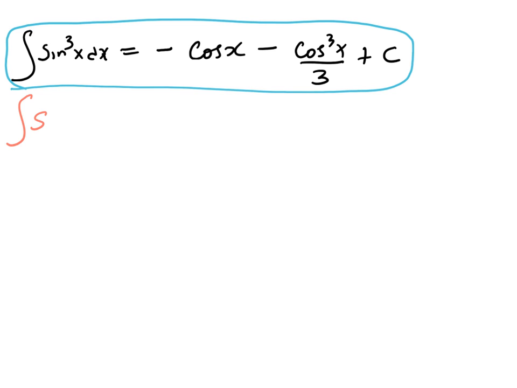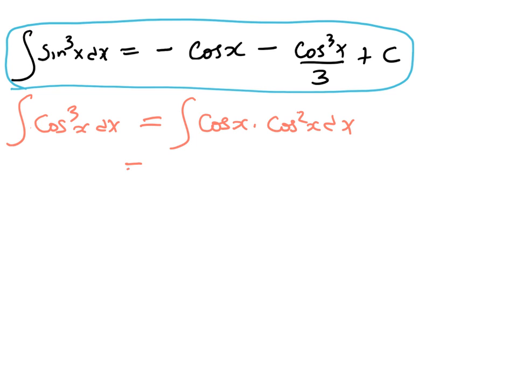If you are given sine, no, let me change this time and use the cosine. What if you have been given cosine cubed of x dx? Release one of the factors. You know, cos cubed is cos times cos times cos. So this is the same thing as the cosine of x times cos squared of x dx.